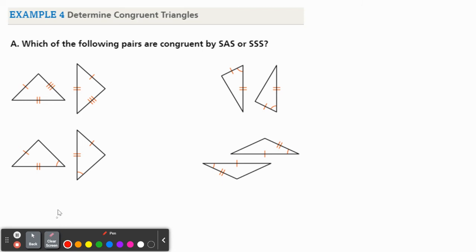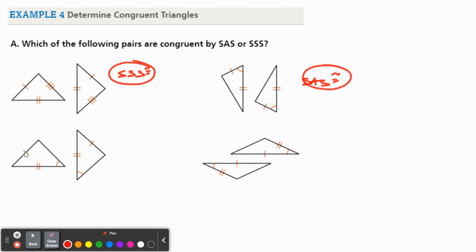All right, so here we go. It says, which of the following pairs are congruent by side, angle, side, or side, side, side? So again, if you look here, one pair of sides, two pair of sides, three pair of sides. This is side, side, side. Right? And if you want to throw the little congruent symbol, that'd be great. Over here, I have a side, I have an angle, and a side. Over here, I have a side, I have an angle, and a side. This is side, angle, side congruence.